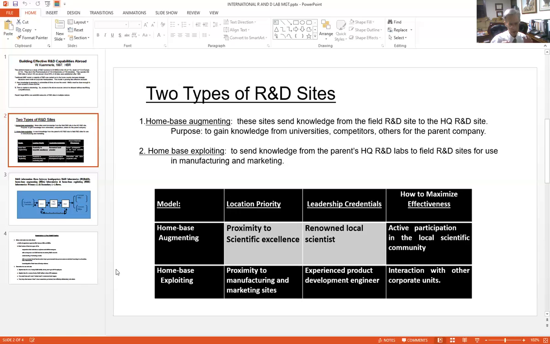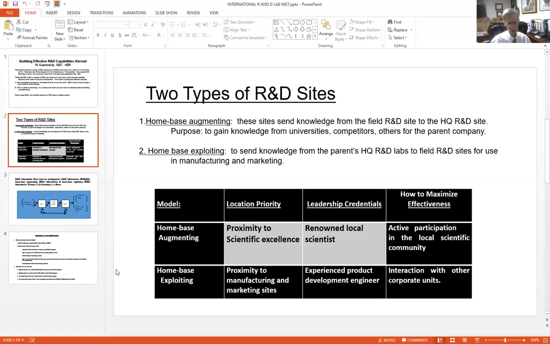You want to locate it close to the market or comfortably close to, ideally, more than one of your manufacturing locations, so that that laboratory can support them on a cost-effective basis. Well, who runs this kind of a laboratory? It's not that famous scientist, is it?